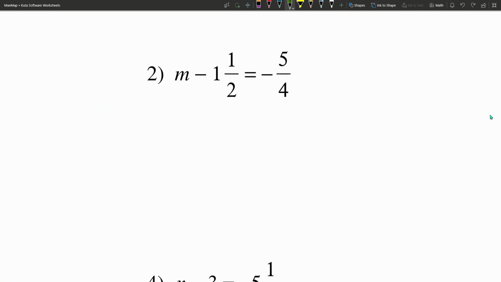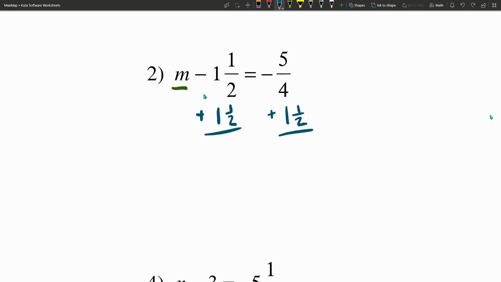In number two, we have m minus 1.5 equals negative 5/4. So we need to isolate the m. How we do that is we're going to get rid of this 1.5, and we're going to do that by adding it to the other side. If I add 1.5 to the other side, and remember I have to do that not just to one side but to both sides, so I'm going to also add 1.5 to both the left and the right.